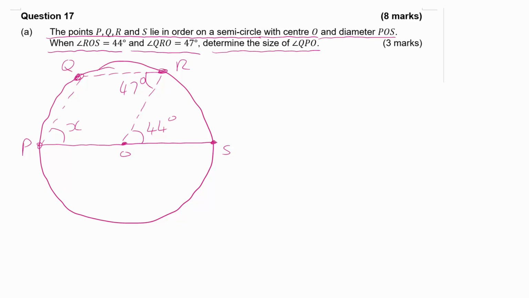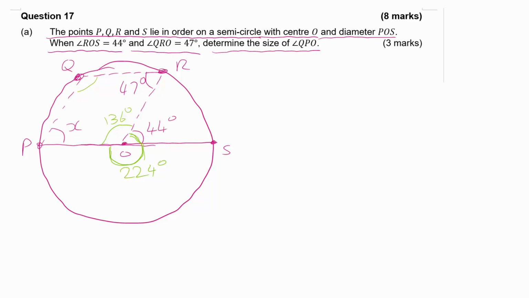Now, we have a straight line here. So this angle just here must be 180 take away 44. So this angle here is 136 degrees. Then this angle just here is 360 take away 136. So that's 224 degrees. Now consider that angle and this angle.